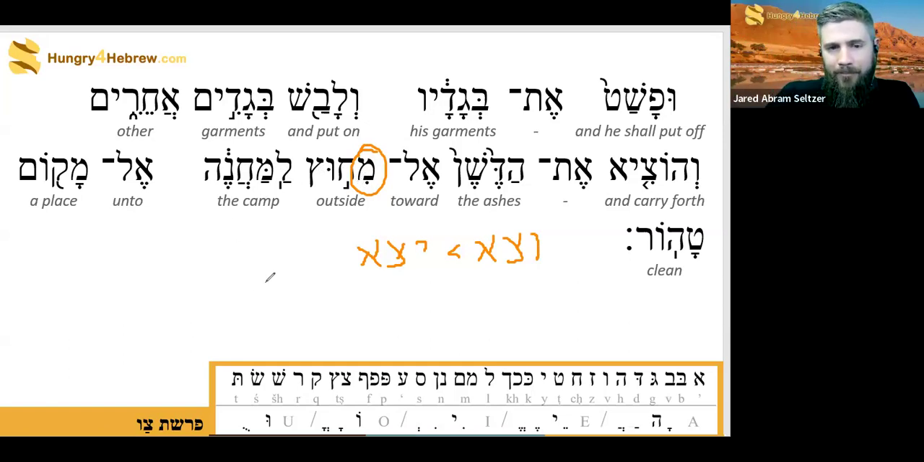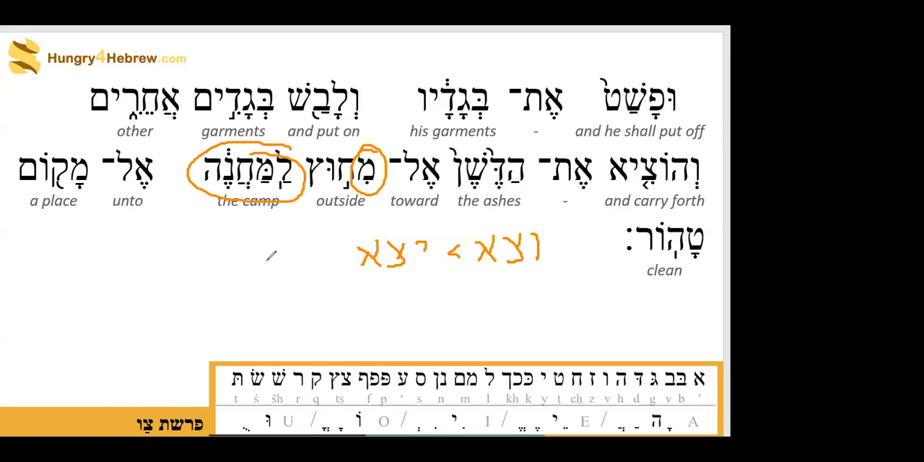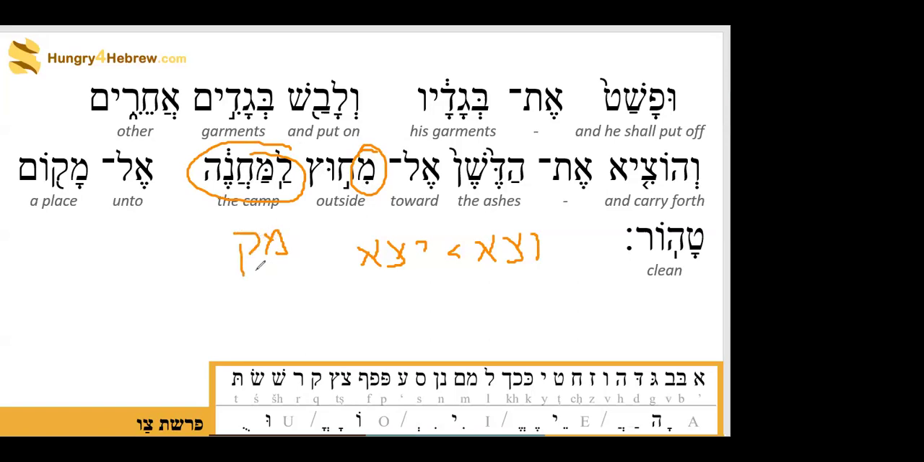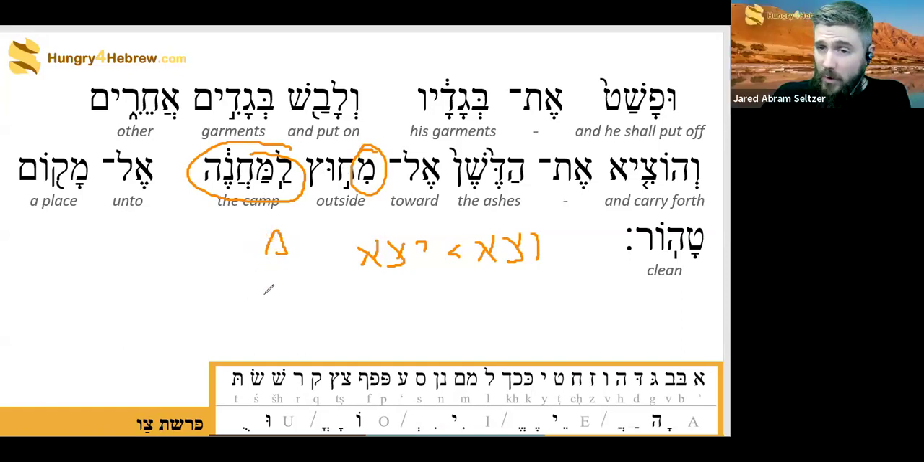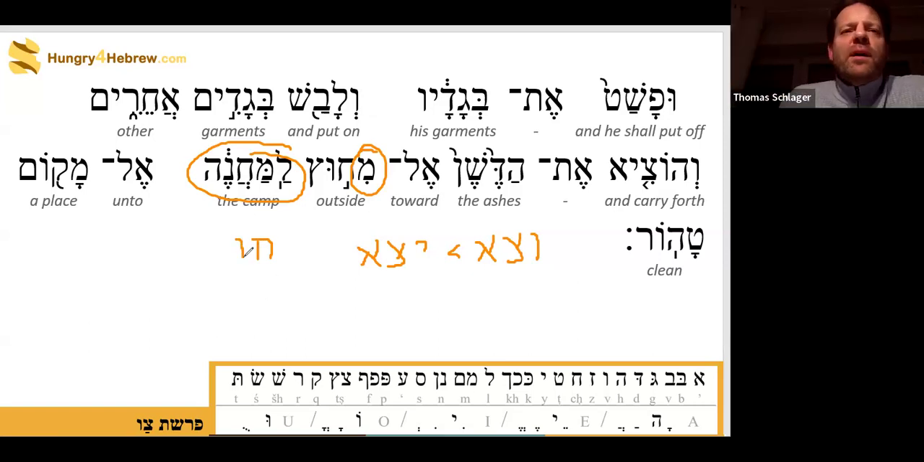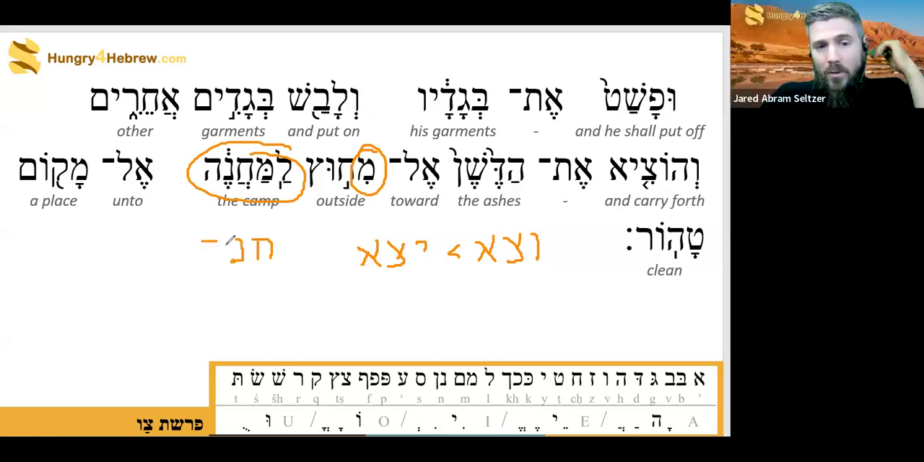What's the root of machane? Mem and kuf nun. Mem is a preformative. There's no kuf in here. It's a chet. Sorry. But the mem is a preformative. It's part of the pattern of the word. So chet is the first root letter. Chane. Yes. From chana.